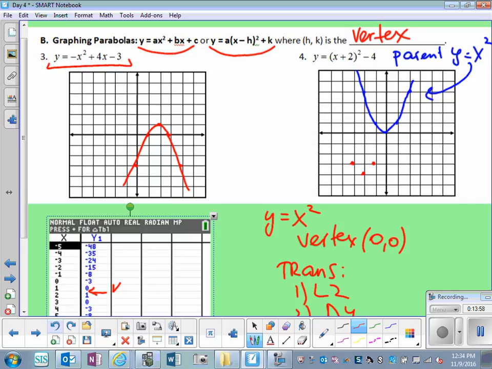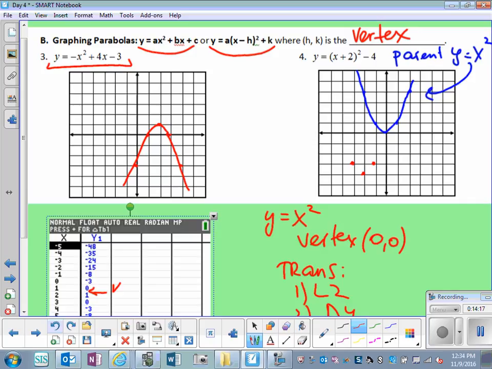When you get to calculus, or is it calculus? Yeah, I guess it's calculus. When you start talking about derivatives, that's exactly what you will do. You will figure out how the slope of all these different lines change, and that forms your parabola. But that's beyond our class.